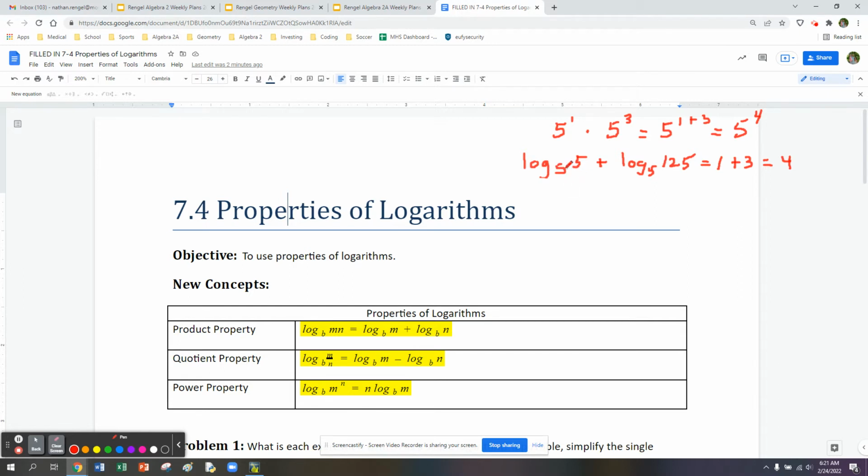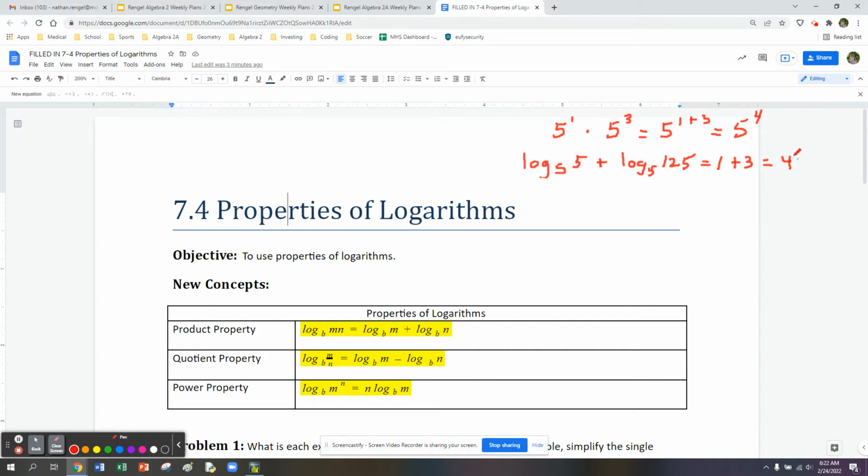And that leads us into the quotient property. The quotient property says that if you have a log base b of two numbers being divided, you can rewrite that as log base b of m minus log base b of n. That's because when we're dealing with powers, if you divide two powers, like 5 to the third divided by 5 to the first, I can rewrite that as 5 to the 3 minus 1. Those logs, remember, are exponents. So we're just talking about the exponent process that happens when you divide two powers.